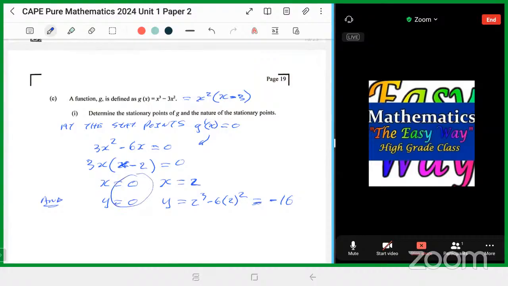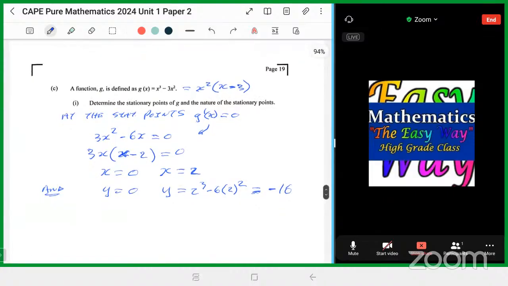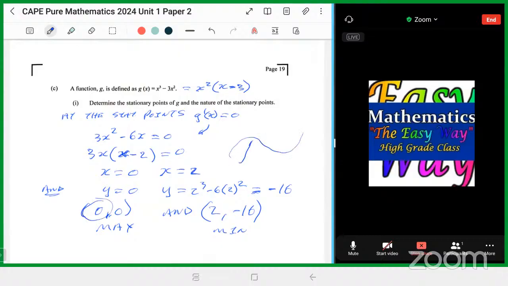This one is the maximum. This one is the minimum. So the stationary points are 0, 0, on the x-axis, and 2, negative 16. This one is going to be the max, and this one is going to be the min, because the graph shape is like this. The max corresponds to the lower x value, which comes first. The more things you know, the better.